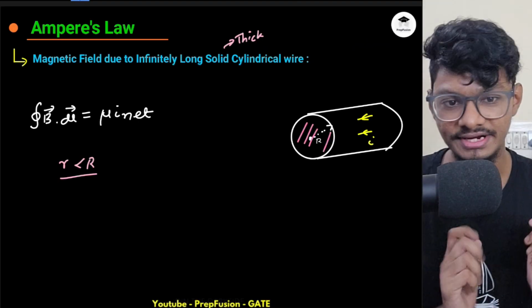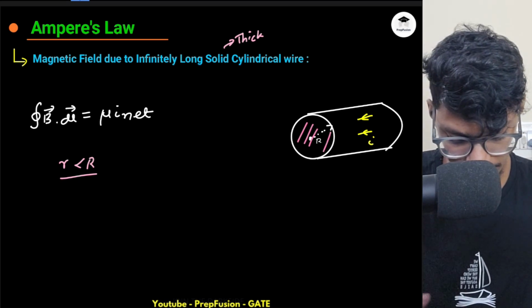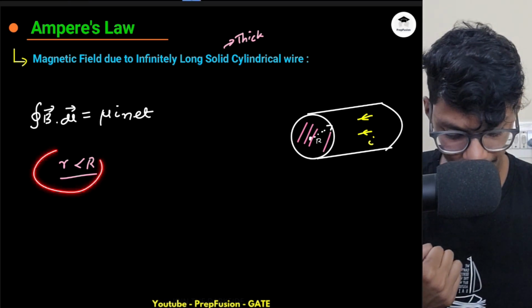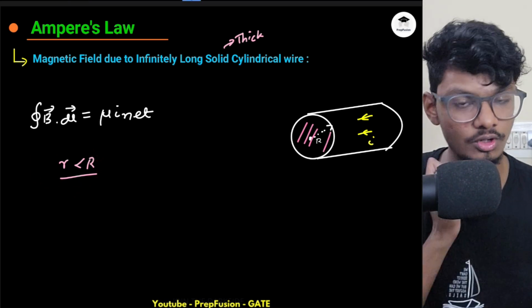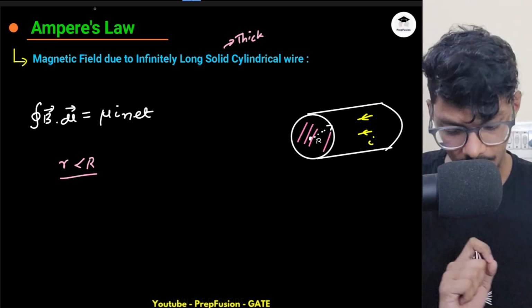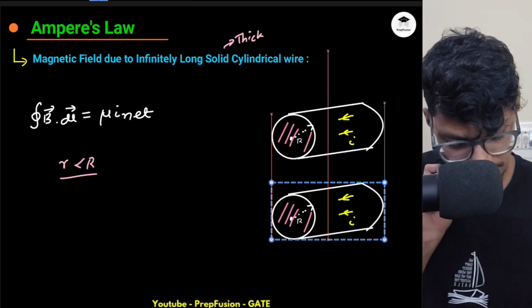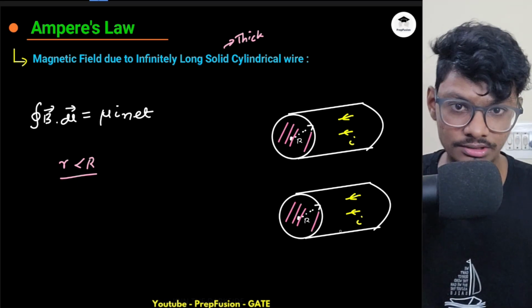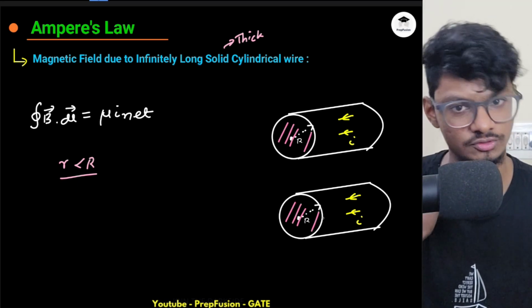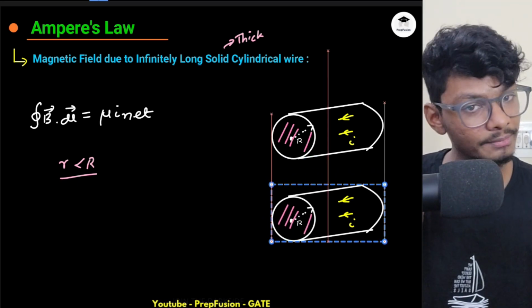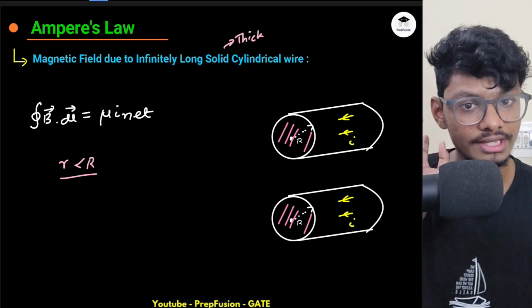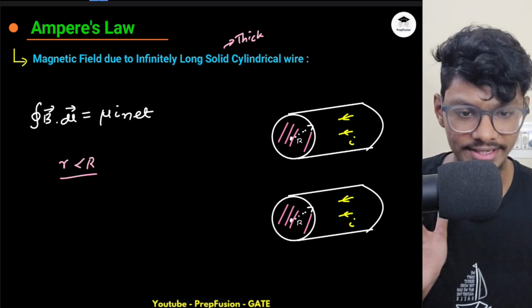So let us start with the derivation. In the case for r less than capital R, things will be a bit different. What will be different? Here I will just copy this particular thing, and at least you could have told me what type of Amperian loop you have chosen. What type of Amperian loop must I choose here? I must choose a circular Amperian loop.